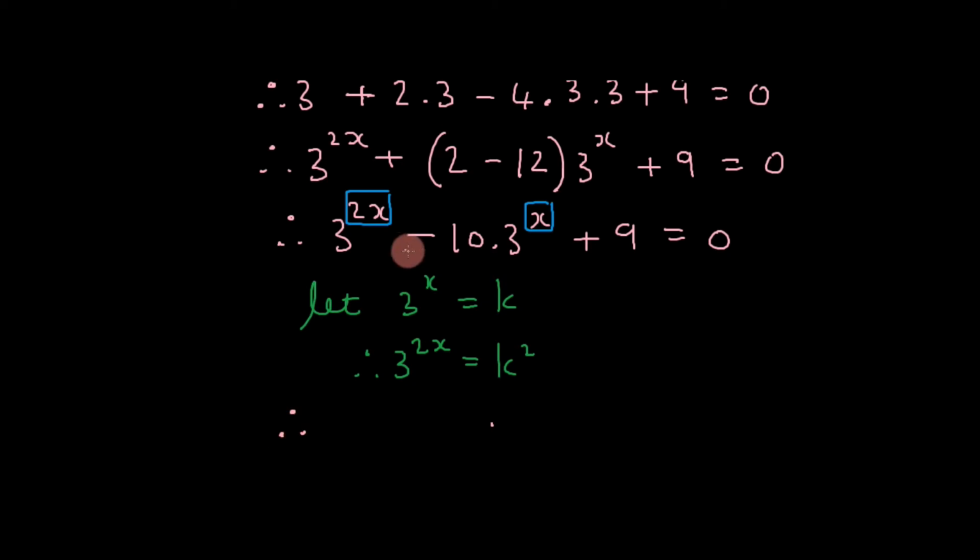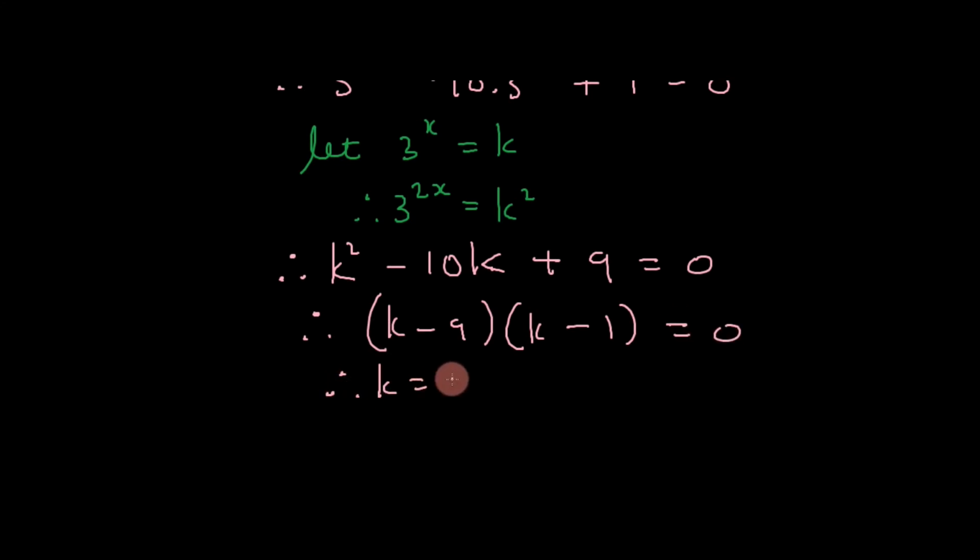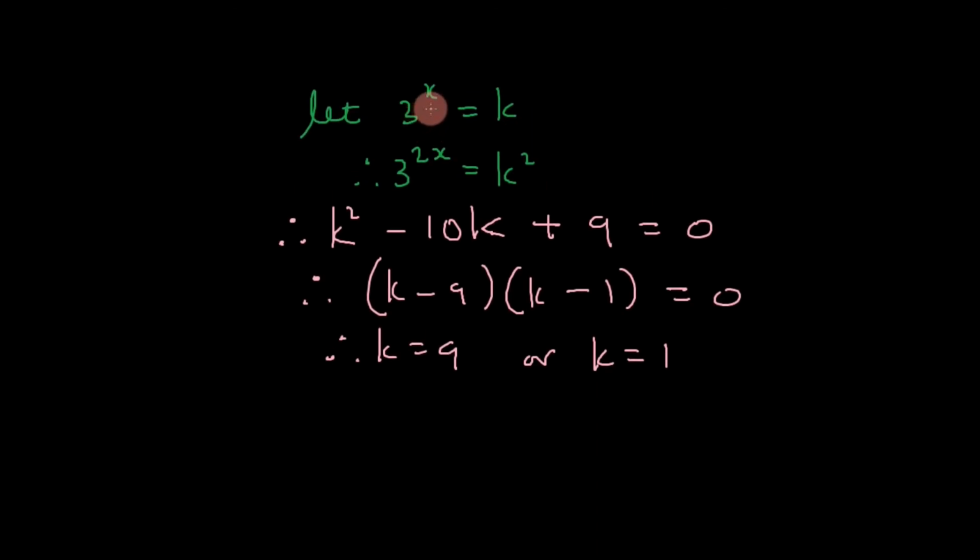So substituting in the k's into this equation, we have k squared minus 10k plus 9 equals 0. And factorizing, we get k minus 9 times k minus 1 equals 0. And hence k is 9, or k is 1. Now we can bring back the x's. Remember that 3 to the x equals k. So then 3 to the x equals 9, or 3 to the x equals 1.